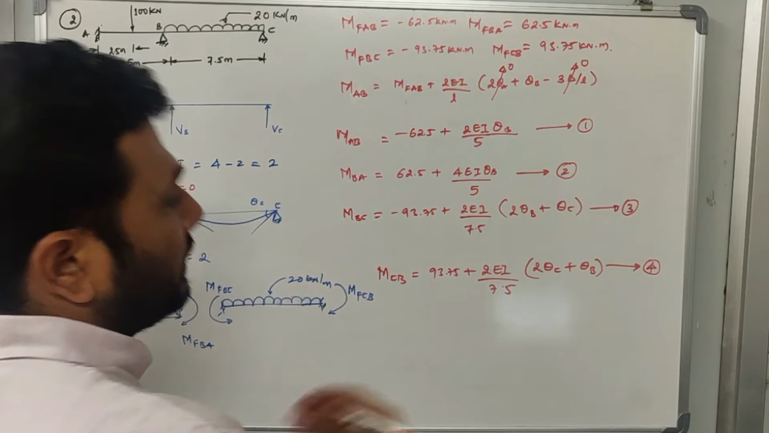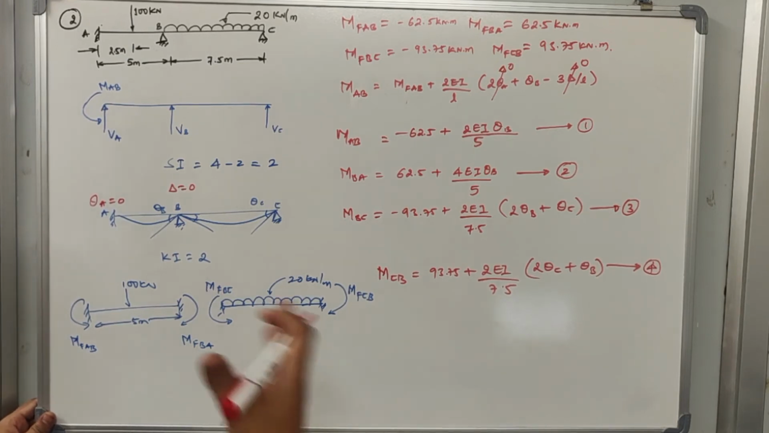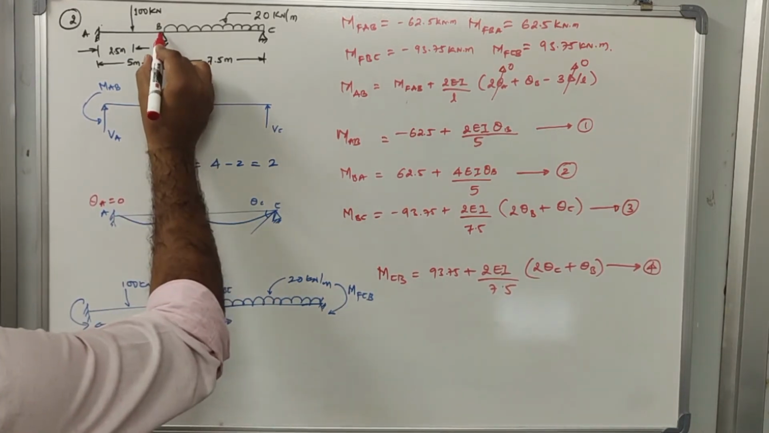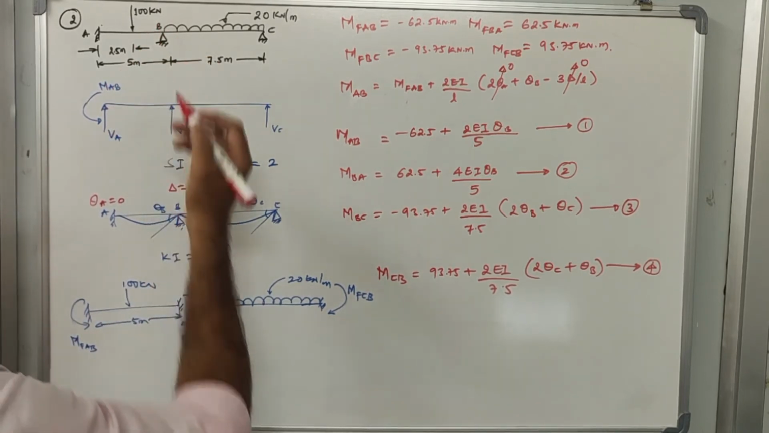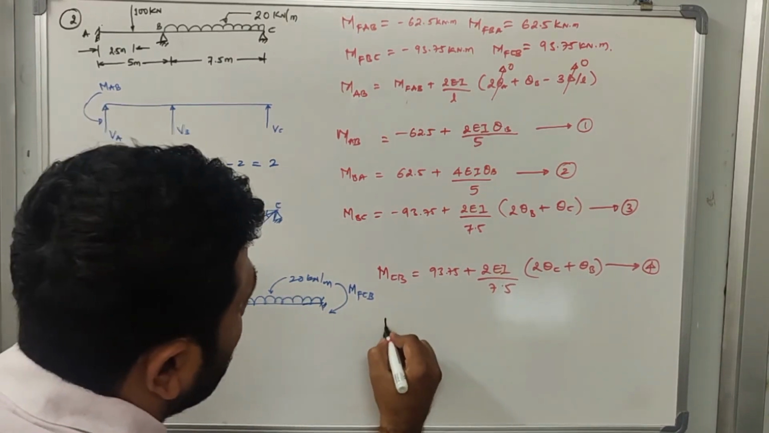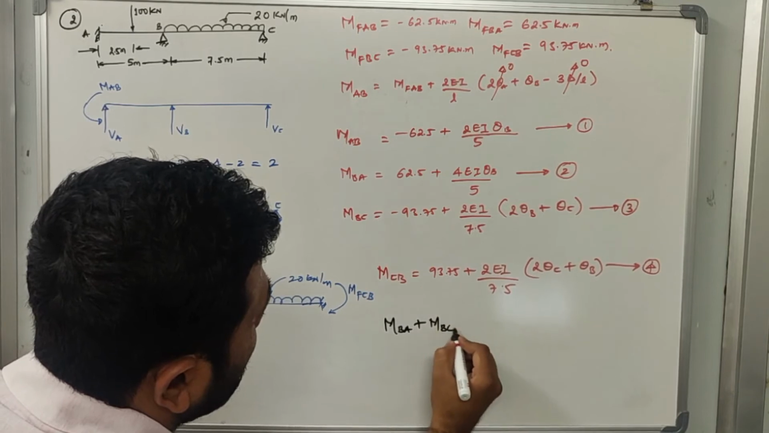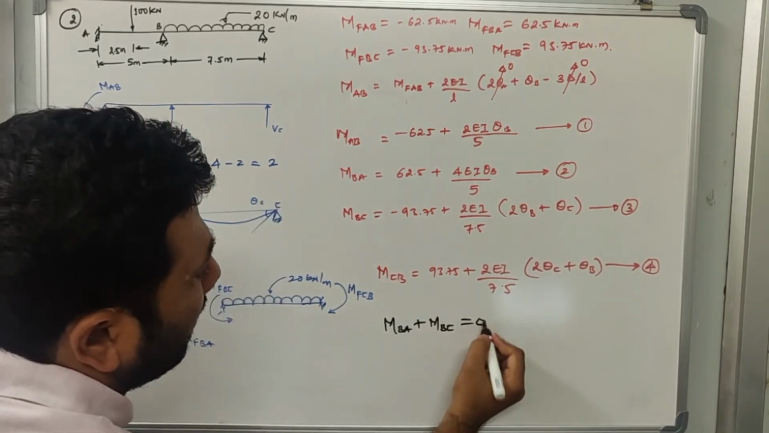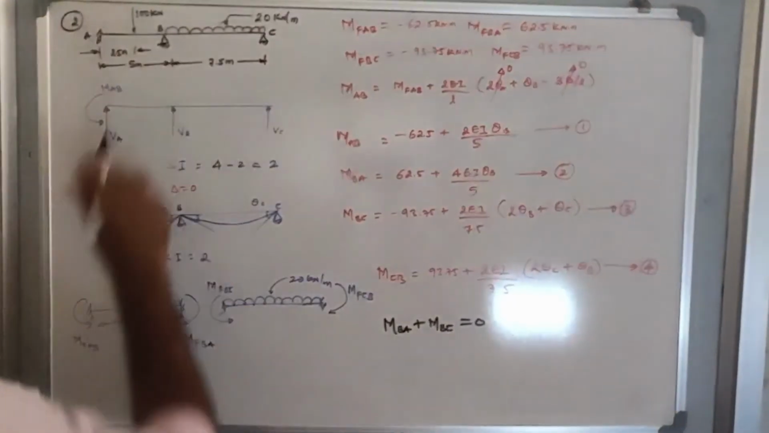The next thing we do is identify the compatibility equations, or I can also call them equilibrium equations. In this case we know that at this joint, MBA plus MBC should be equal to 0. So the first equilibrium equation that I have to write is MBA plus MBC should be equal to 0. Previously also we have solved this. What happens here is the magnitude will remain the same.